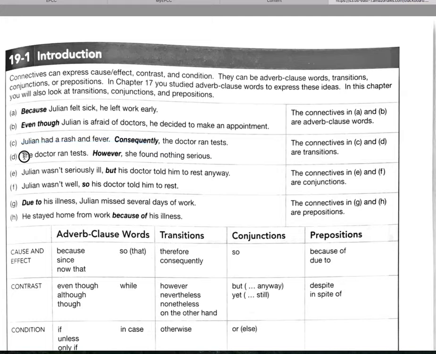Look at letter D, another transition word. The doctor ran tests. However, she found nothing serious. Okay? So here, when you look at this, the doctor ran tests, period, capital H, however, comma, she found nothing serious. The connectives in C and D are also transitions. Consequently gives us a cause and effect. And however gives us a contrast.